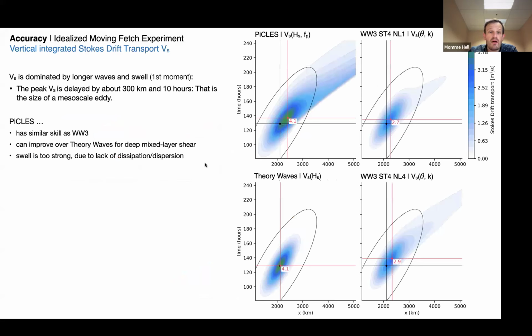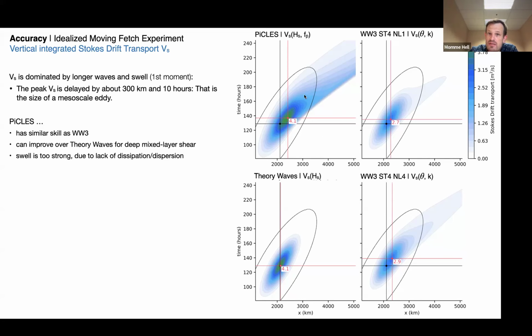Okay, then we can look at one special case, which is the Stokes drift I talked about earlier, and we're looking here at the integrated Stokes drift through the water column, so the Stokes drift transport. And the Stokes drift transport depends mainly on the first moment of the spectrum. So the peak of the wave spectrum actually matters. And you see here between Pickles in the upper left and the two WaveWatch systems on the right that they can do roughly the same thing.